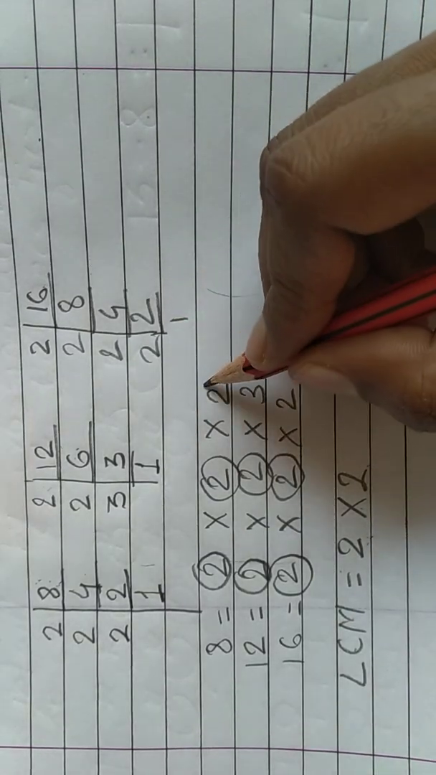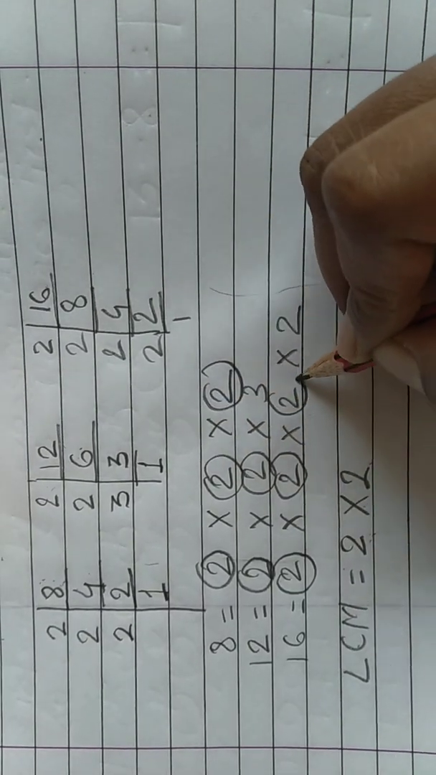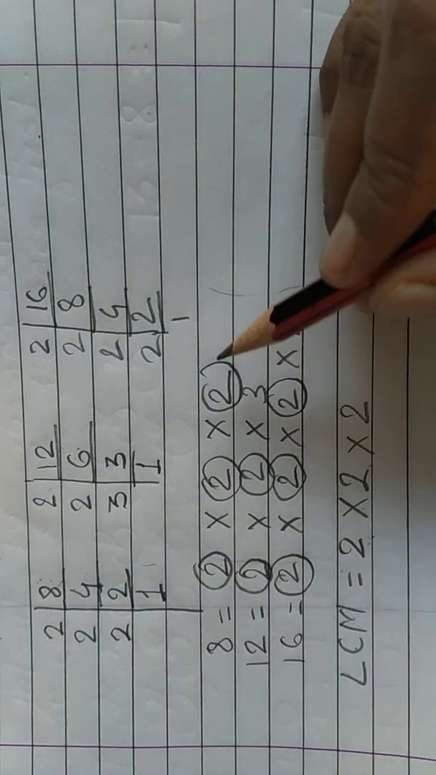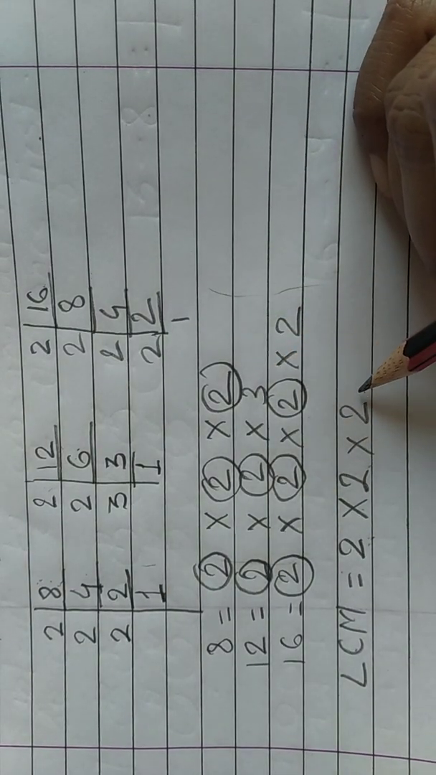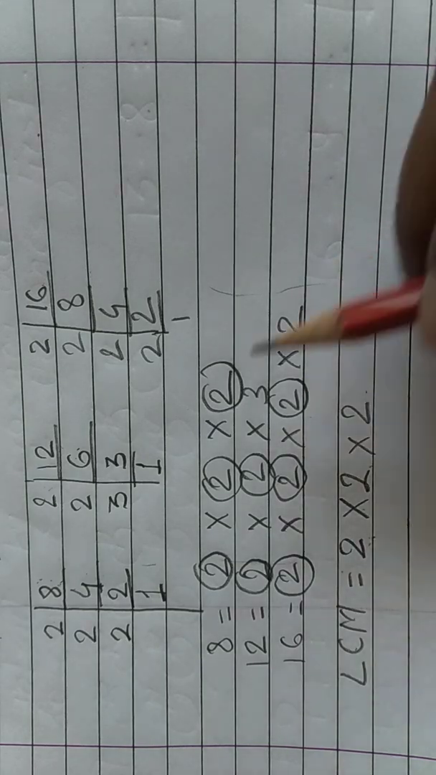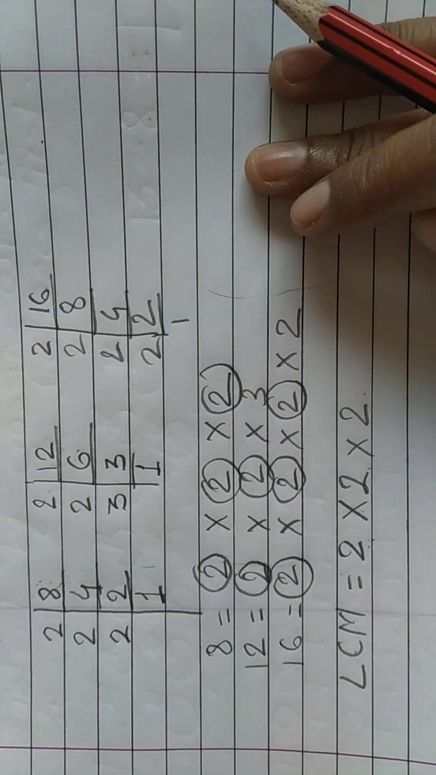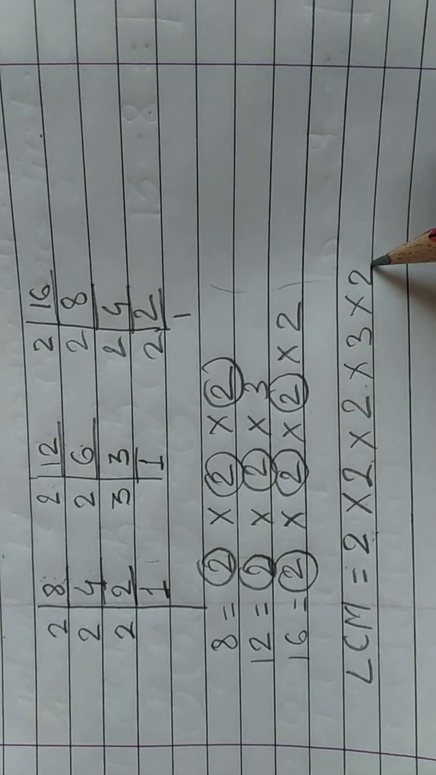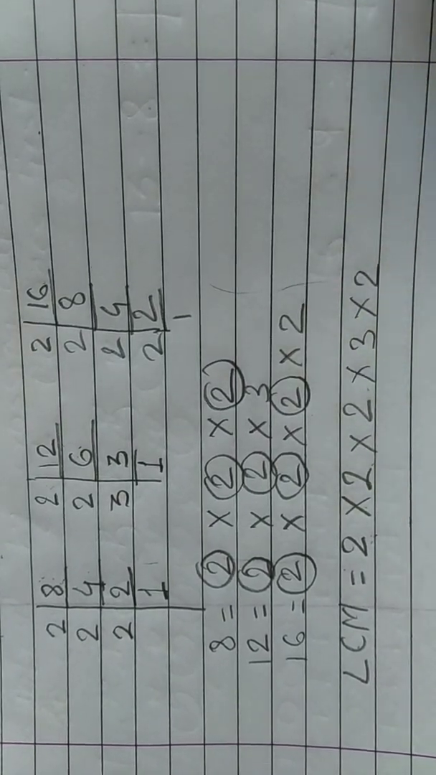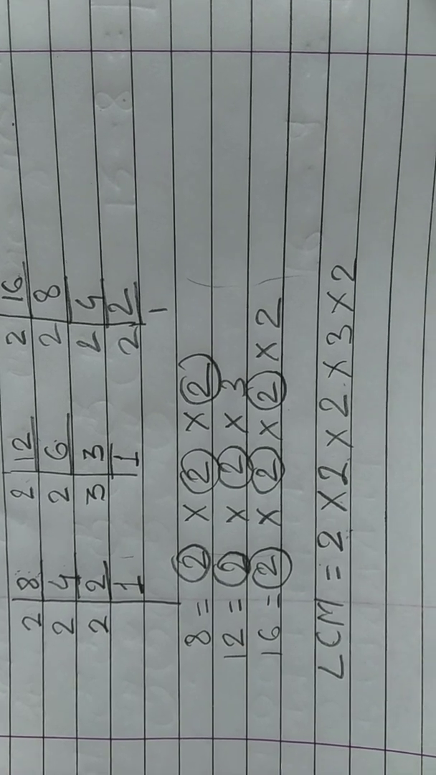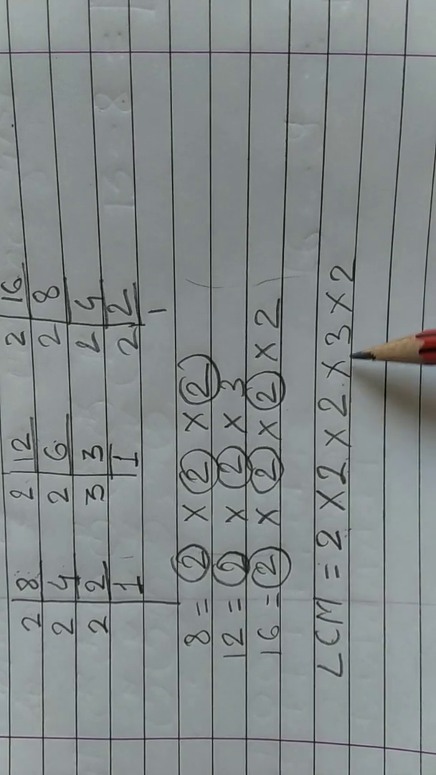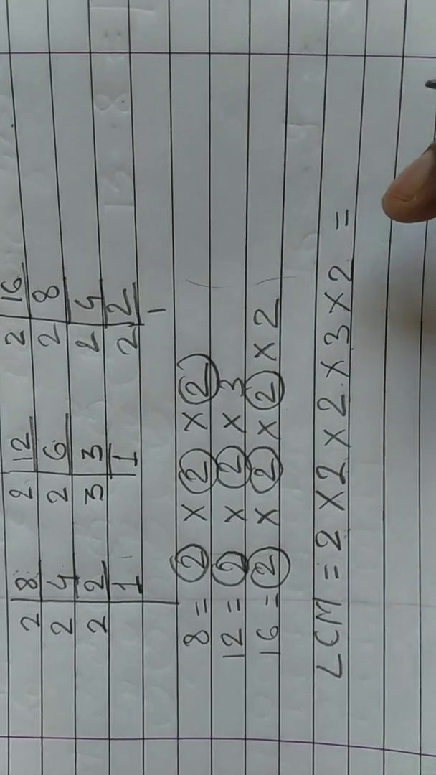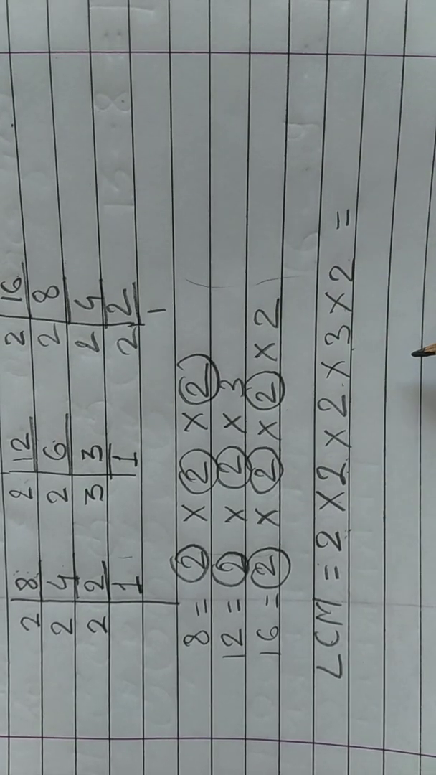Okay, so next here is the pair of 2. When a pair is formed, again we write one time. After that there is no group and no pair here, so we write the remaining factors as it is. Okay, so the last step is to find the product of these prime factors. Now we have to find the product of all these prime factors.